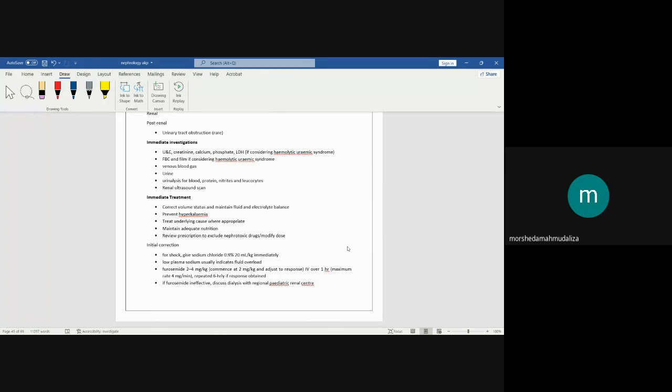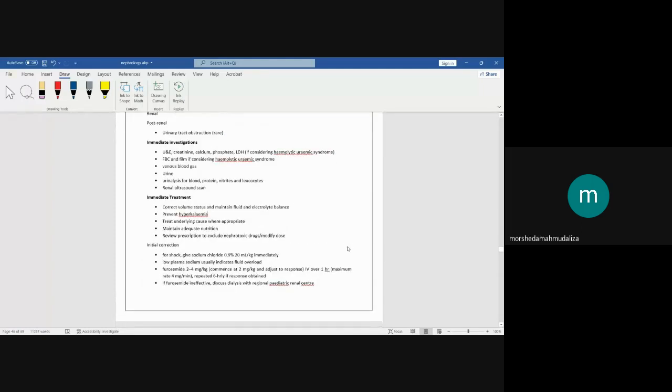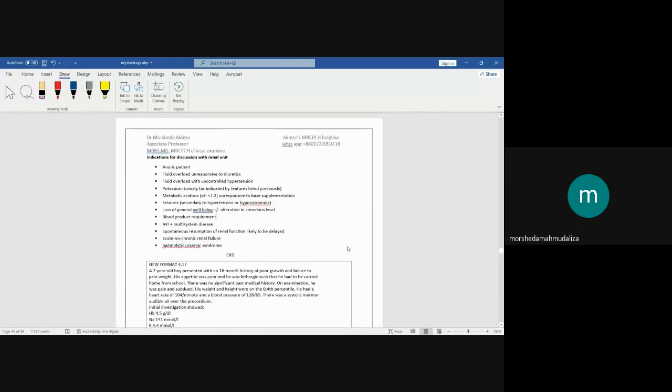Treatment is appropriate fluid and furosemide, then dialysis. Dialysis is only done by the pediatric nephrologist. You have to send them to a pediatric renal center. So just read these things one time for when you have to refer.